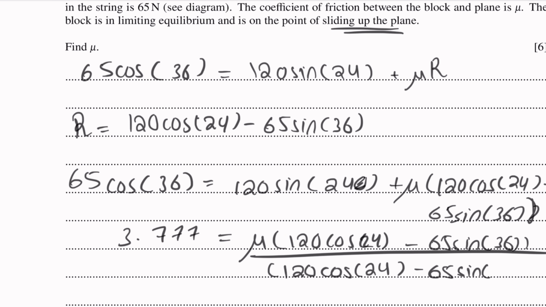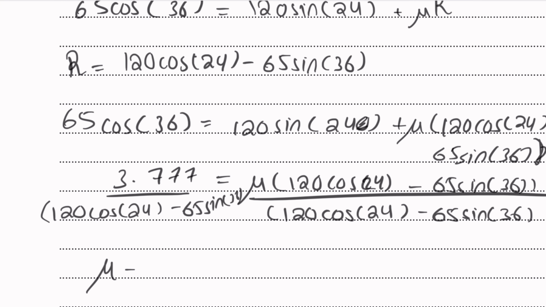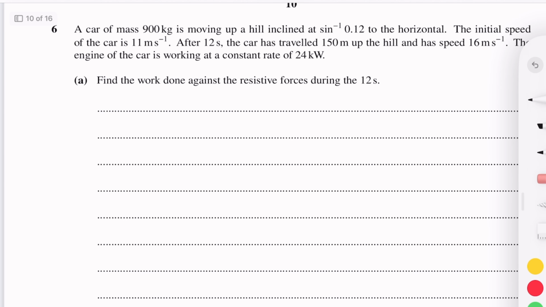65 sine 36, and then you can also divide by this right here, 65 sine 36. So if we get this and divide by 120 cosine 24 minus 65 sine 36, you would get mu equal to 0.05289. We can round this to 0.0529.